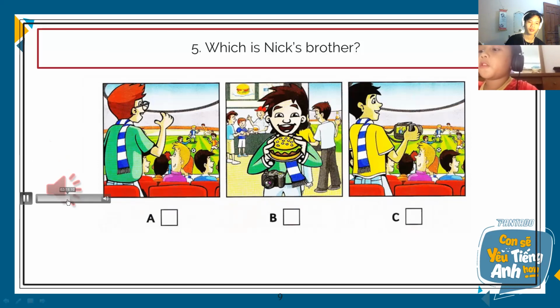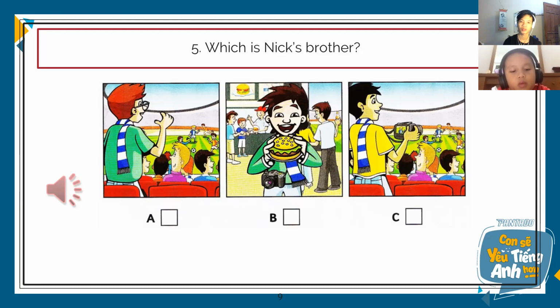Oh, him. Which is Nick's brother? Look over there, Nick. That boy's eating a burger. Is he your brother? Where? Oh, him. No, that's his friend. My brother's there. He's watching the football. What? The boy with the camera? No, the one with the glasses. Right.